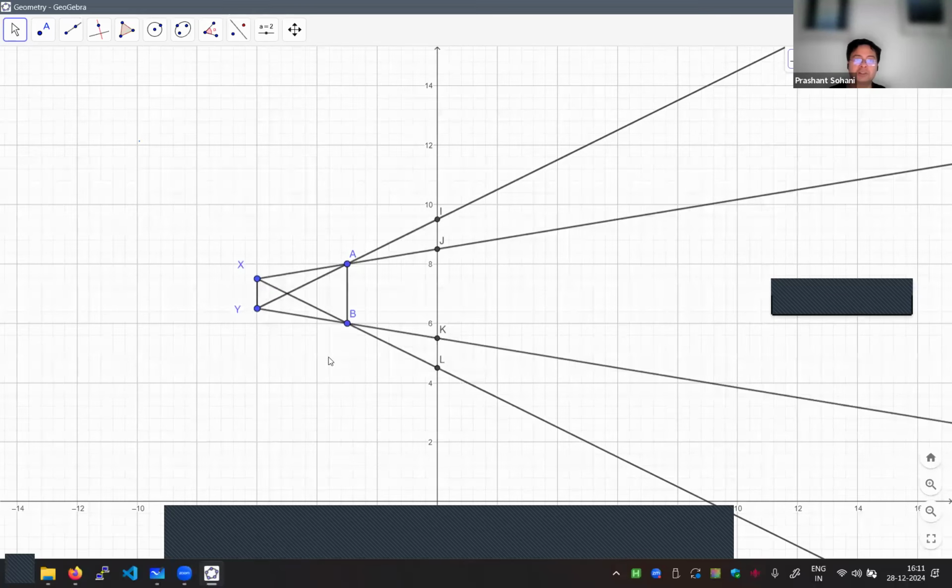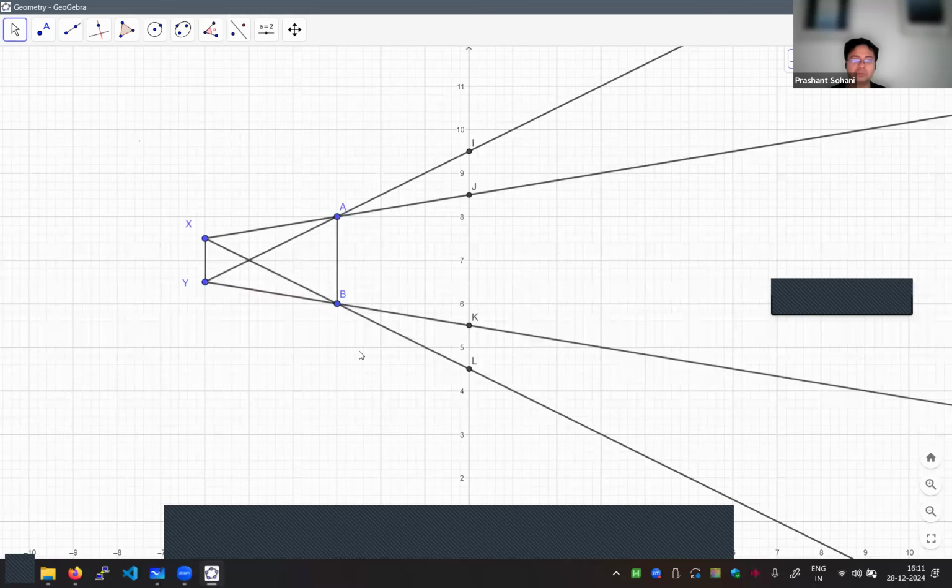Okay, so these are my I, J, K, L. First thing, do you observe here that we have these two triangles which are congruent? This triangle AXY and AJI. These are congruent. Do you see that? Because you can do it in two different ways. One is that A is the midpoint of both these segments, XJ and YI. So by SAS test, you can say that they are congruent.